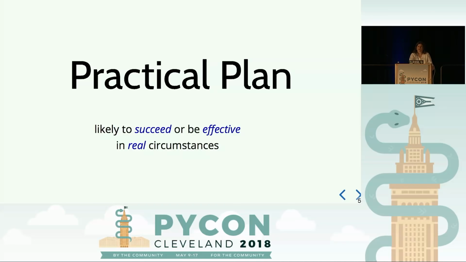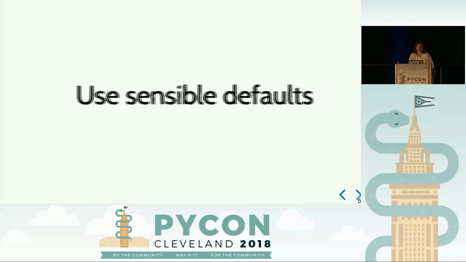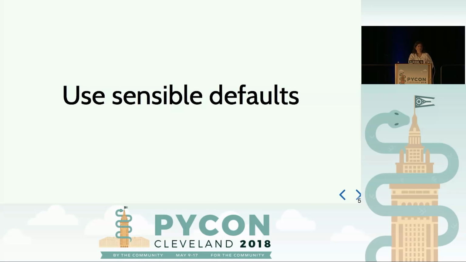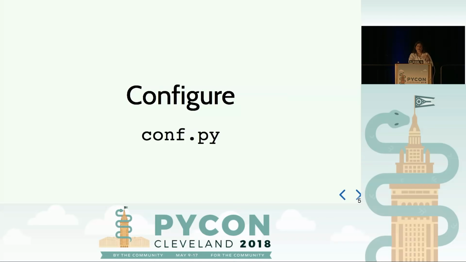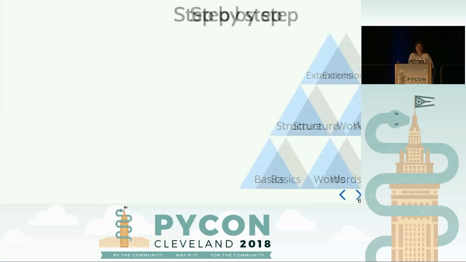So let's look back at what we've done and what we've had as our practical plan for Sphinx and our documentation. I think it's a plan that will help you succeed and be effective in the real world. So first off, use sensible defaults. When in doubt, use what Sphinx gives you as the default. You probably won't go too far wrong doing that. Configure things within the conf.py. Most of the things that you can configure are true and false or have only 1, 2, 3, 4 options. So that's a great place to focus next.